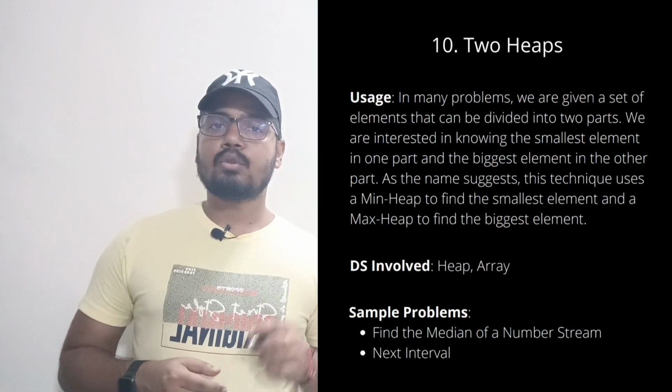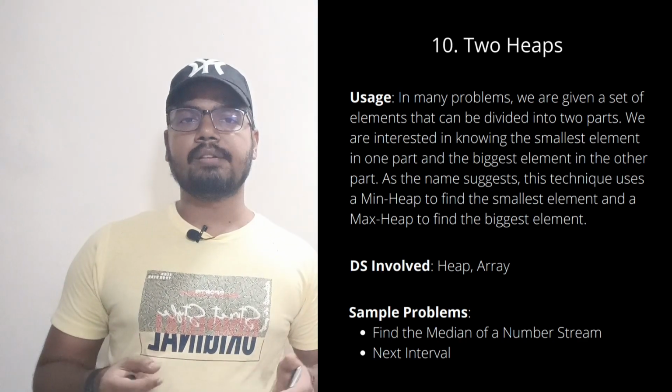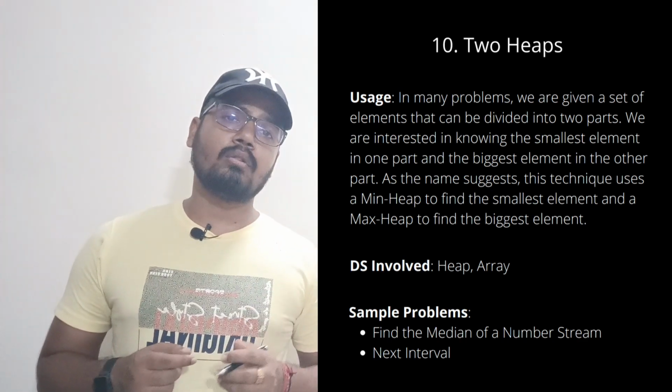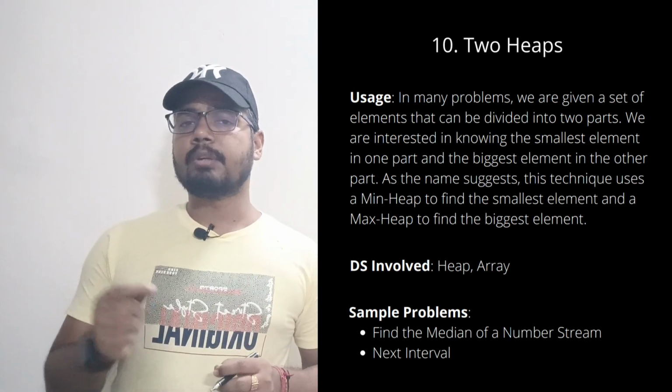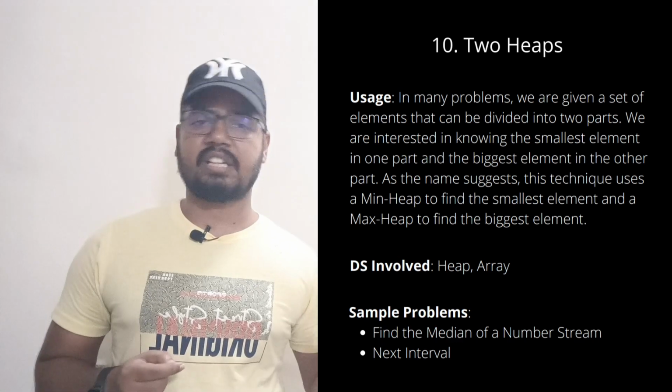The next one is two heaps. Suppose we are given a set of elements that can be divided into two parts, and we need to find the smallest element of the first part or the largest element of the second part.